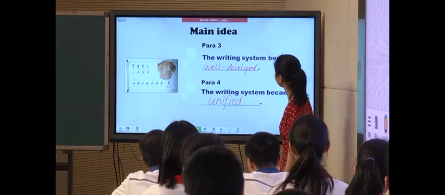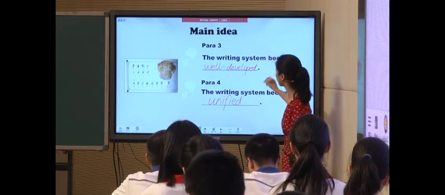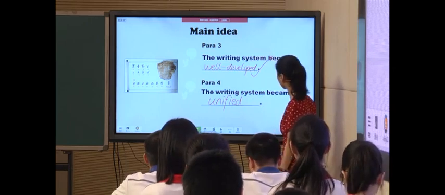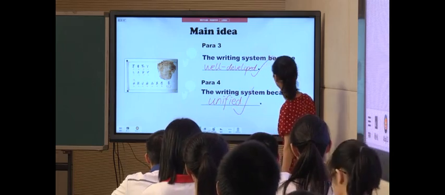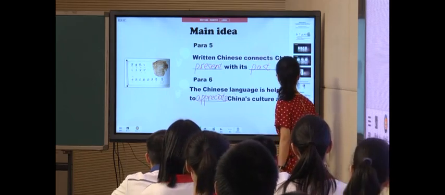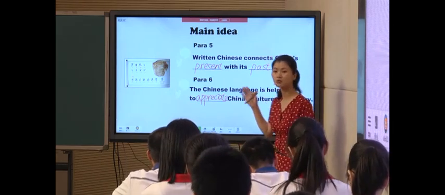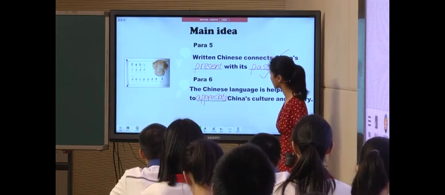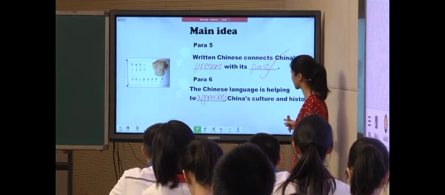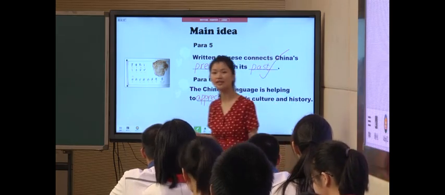Paragraph 3, the writing system became well developed, very good. And paragraph 4, it became unified, very good. Paragraph 5, written Chinese connects China's present with its past, very good. And thus the Chinese language is helping to appreciate Chinese culture and history.